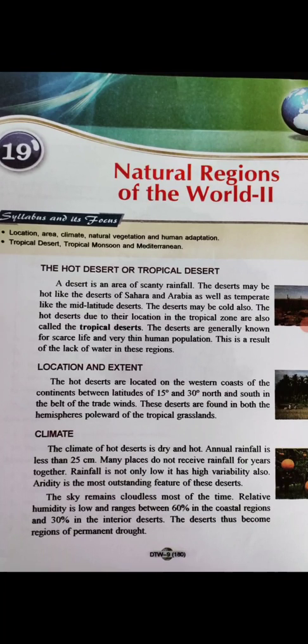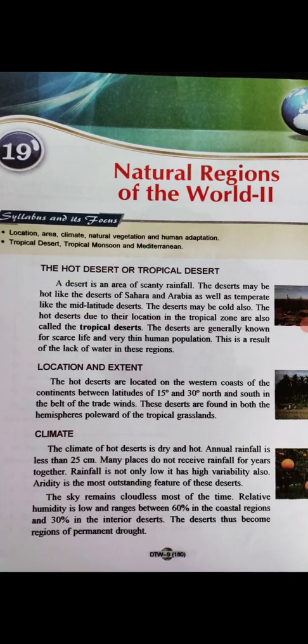Then, about the climate. As it's a desert, there will be a very dry and hot climatic condition. Annual rainfall is less than 25 centimeters, as already told. Many places do not receive rainfall throughout the year. And it's not only low rainfall, it has a high variability also. It means that the rainfall is not equally distributed; there's no fixed period, no fixed time. Aridity is the most outstanding feature of this desert. Aridity means dryness.